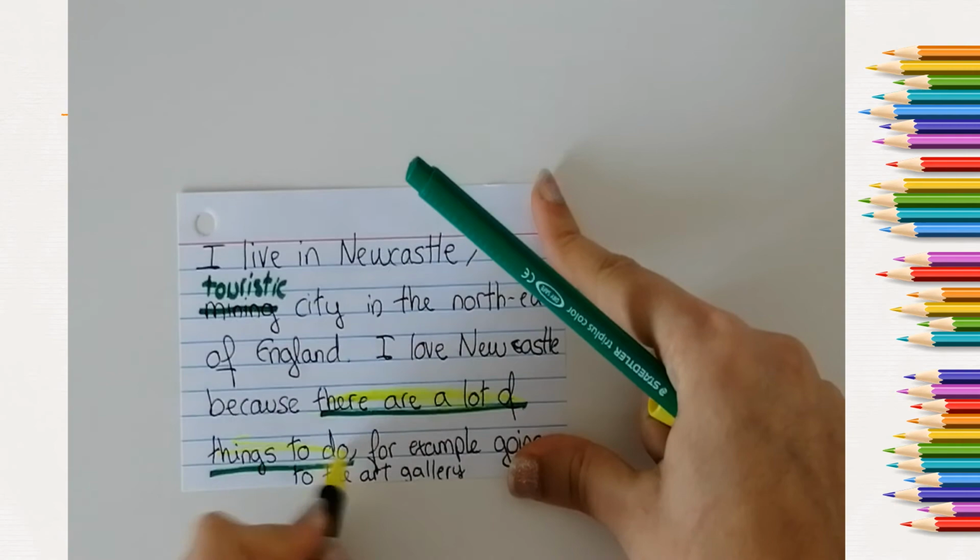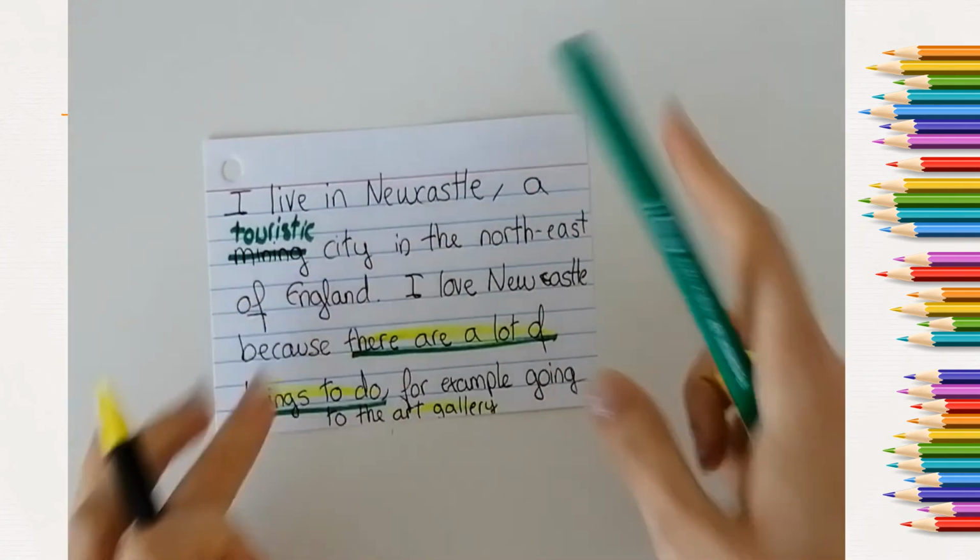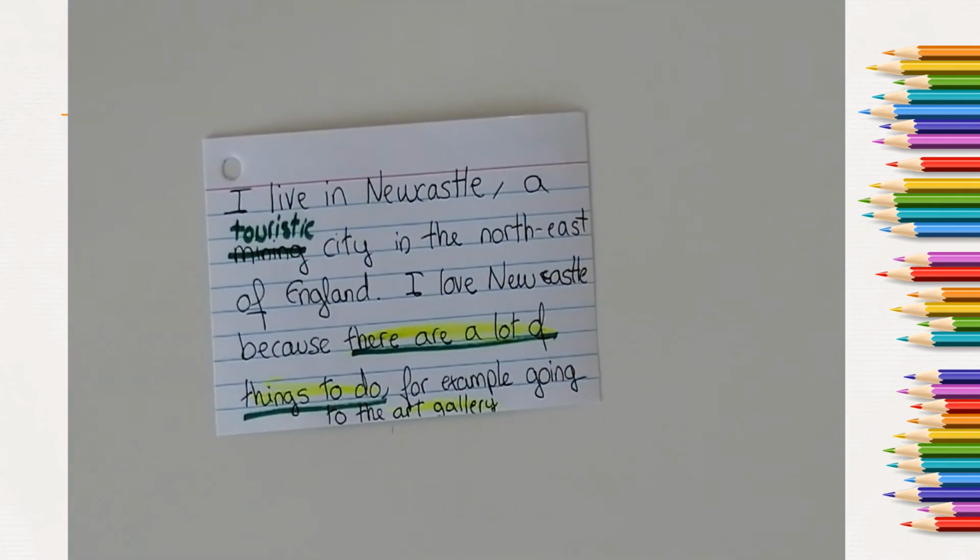There are a lot of things to do, or going to the art gallery. So you would have all of your cards over there prepared. Remember, if you're stuck with a structure, copy that a few times, revise them a few times, use the YouTube videos that we've got in the channel, or simply change what you want to say.